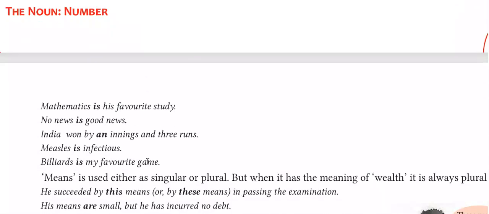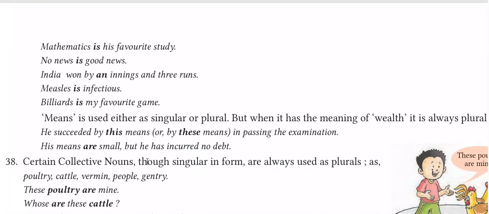Mathematics is his favorite subject of study. No news is good news. India won by an innings and 3 runs. An innings, right? Measles is infectious. Billiards is my favorite game. Means is used either as singular or plural, but when it has the meaning of wealth, it is always plural. He succeeded by this means, or by these means, in passing the examination. His means are small, but he has incurred no debt.